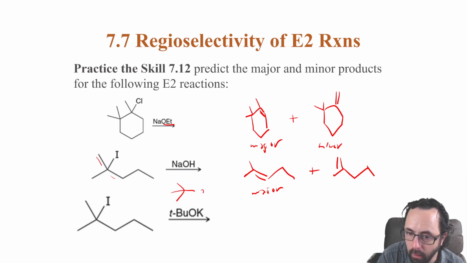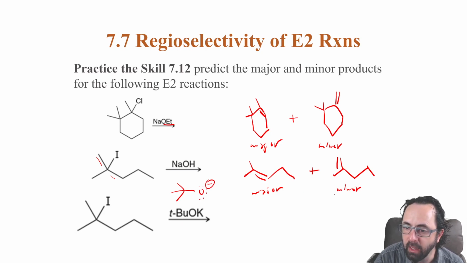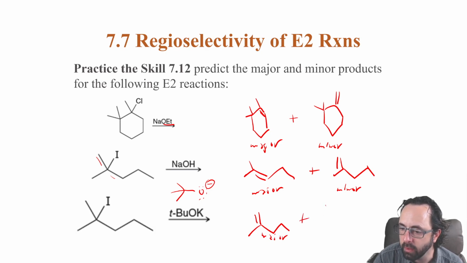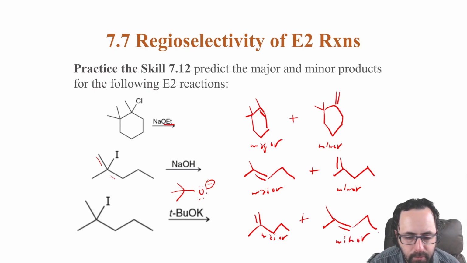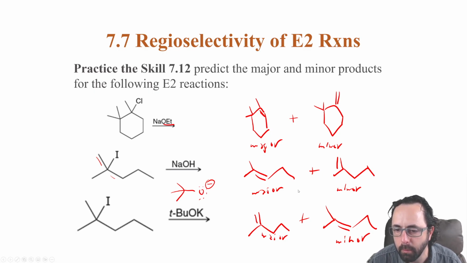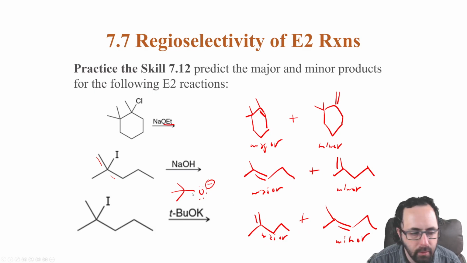The more sterically hindered base. For this one, the less substituted double bond will be the major product, and the more substituted double bond right here will be the minor product. And so you can see the difference between the sterically hindered base and a non-sterically hindered base.